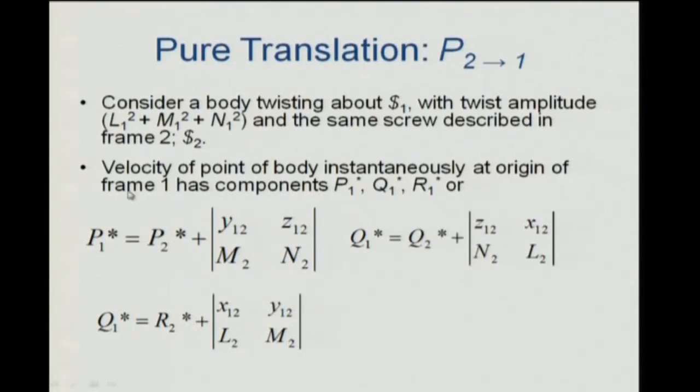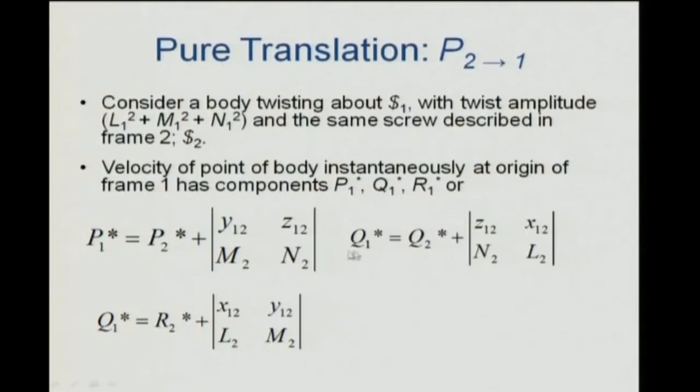You are familiar with this operation. Now, all you need to convince yourself is that P2 star plus this will give you P1 star. Remember, we have no rotation. We have only translation of the frame. Otherwise, this gets a little bit more complicated. And similarly for this, similarly for this.